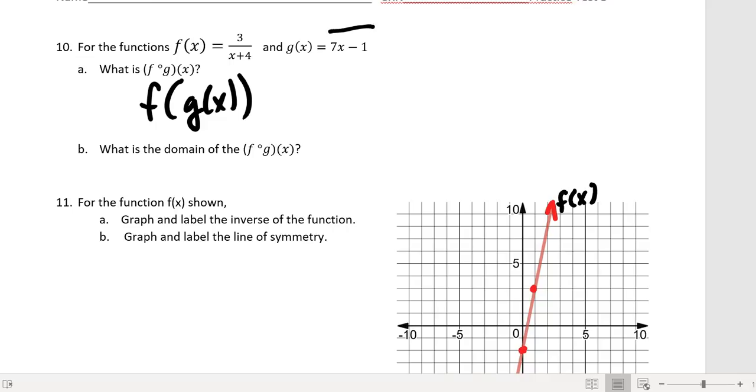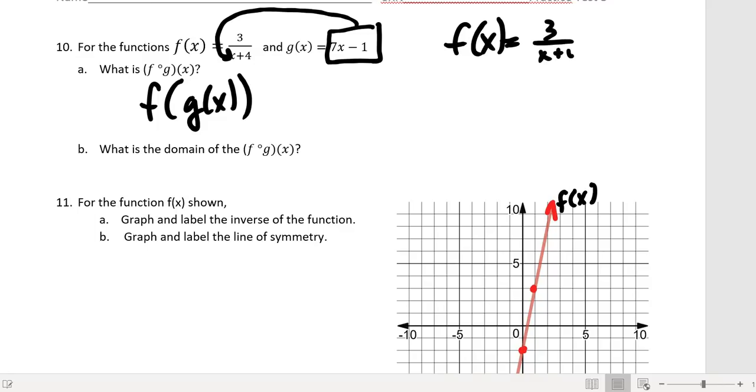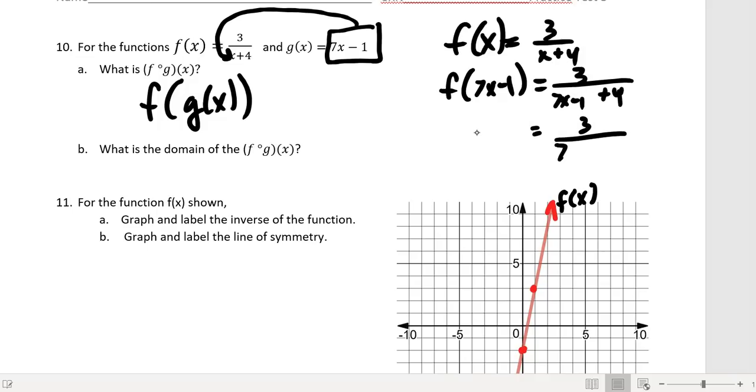Ours, we're going to take our output from G and we're going to put it as our input now of f of x. So one way you can think of this is instead of f of x, you're going to put f of 7x minus 1. Let's write it this way. Instead of f of x is equal to 3 over x plus 4, we're going to write f of g of x, because that's what's becoming the input, which we know is the same thing as g of x is 7x minus 1. And so I'll get 3 over 7x plus 3.